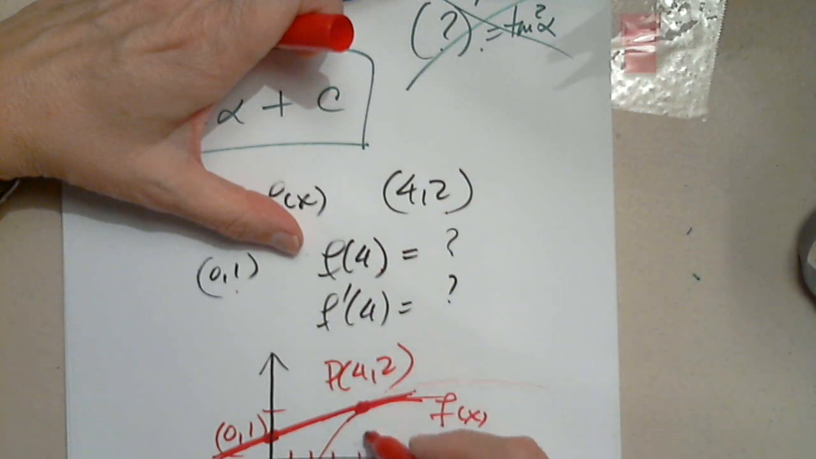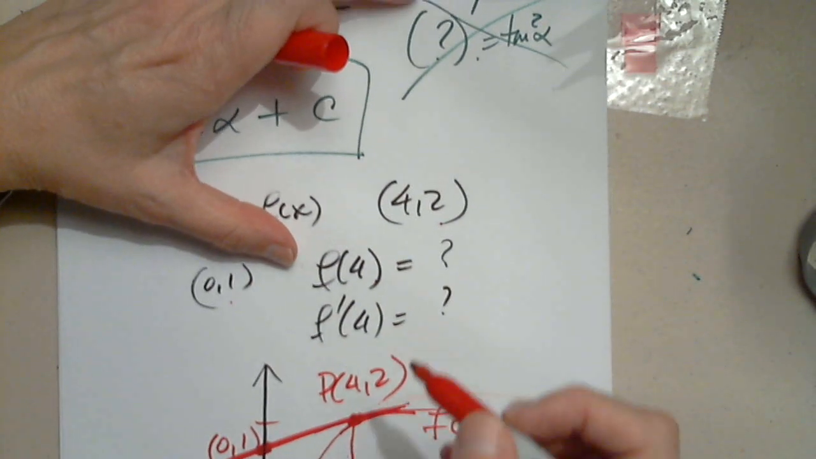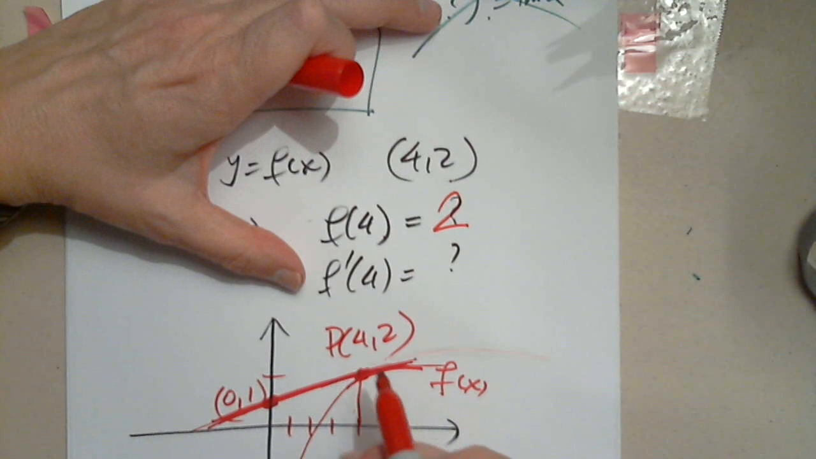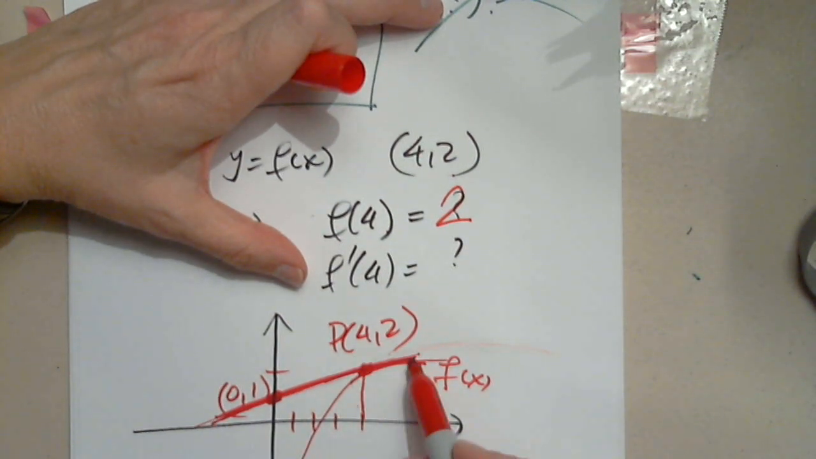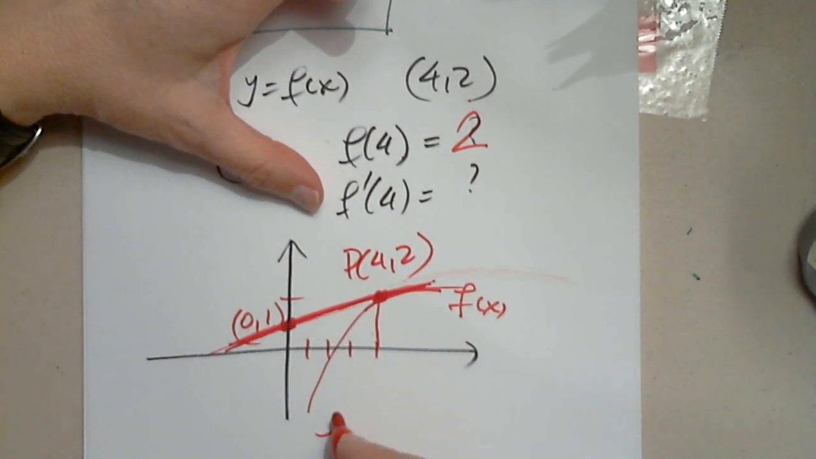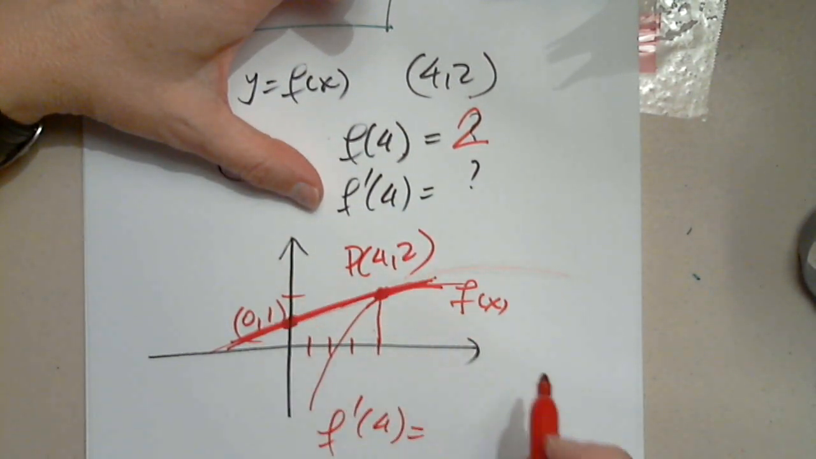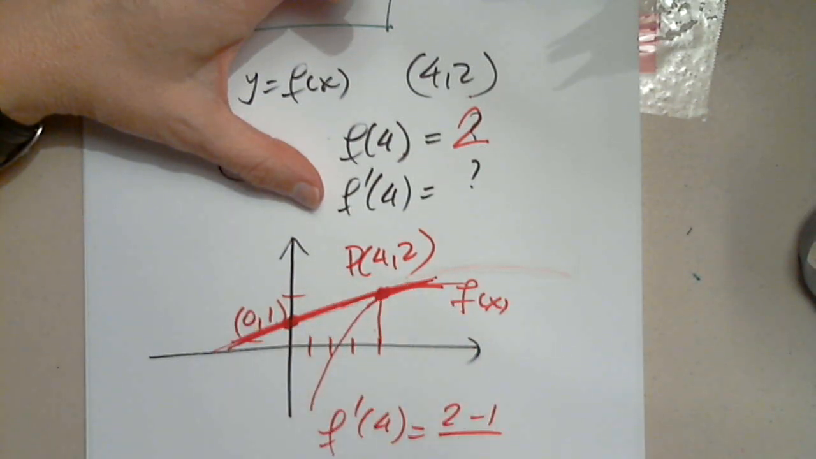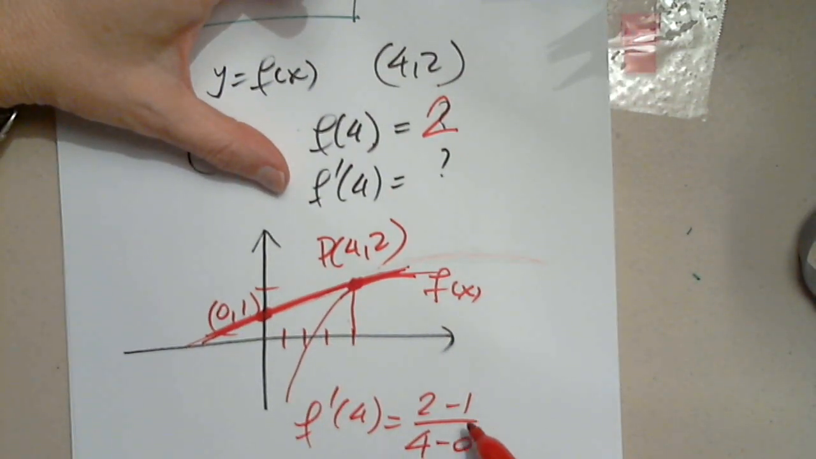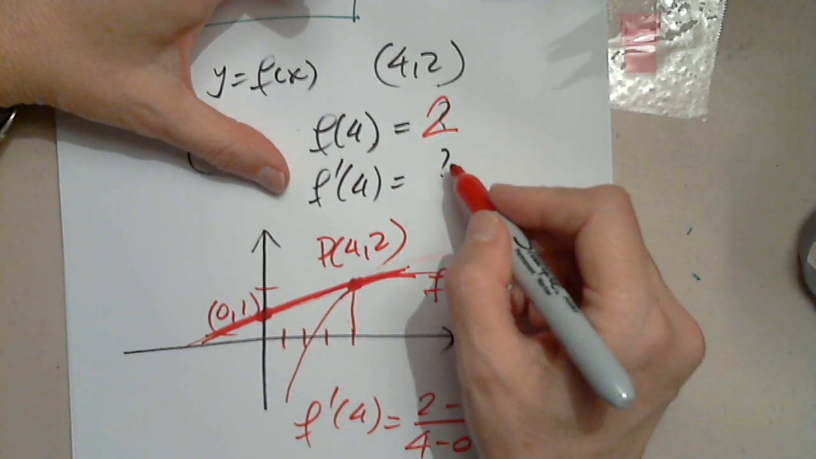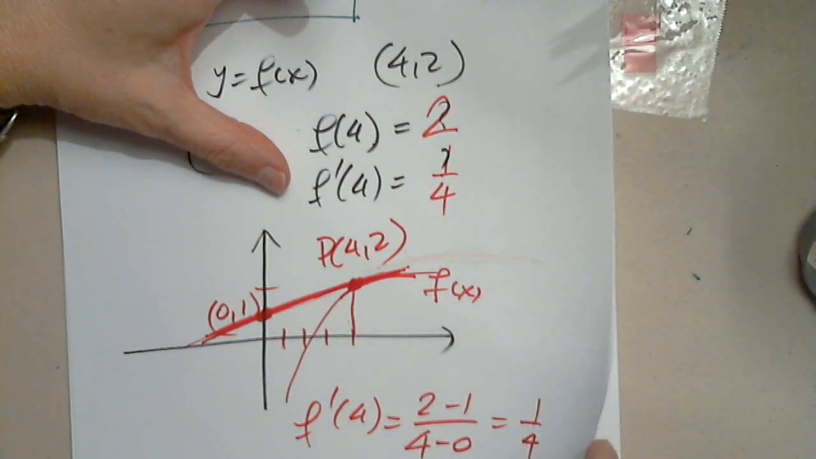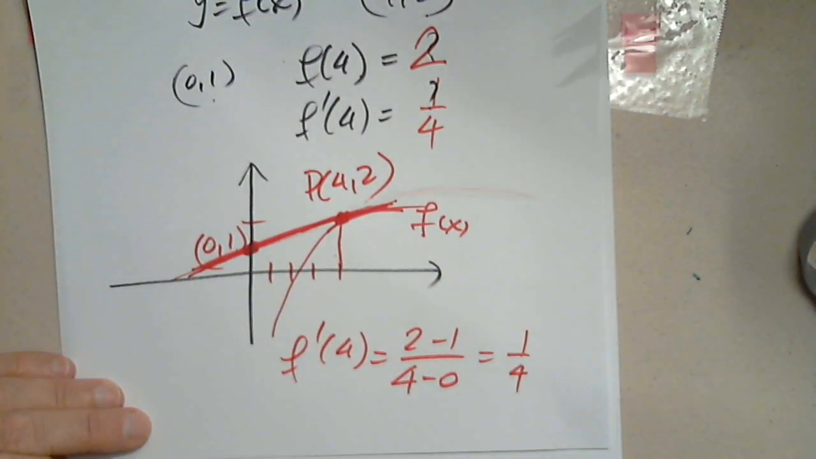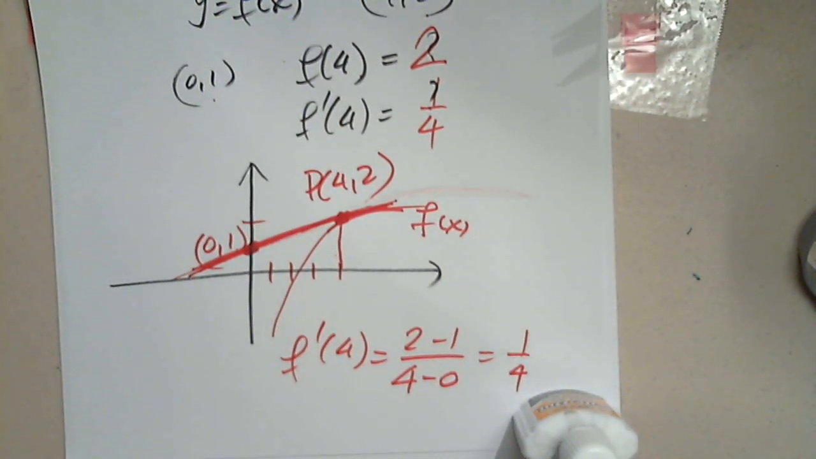We're asked to find f of 4. How much is f of 4? Two. Very good. And how much is f prime of 4? It's the slope of this line. Right. So 2 minus 1, so f prime of 4 is (2 minus 1) over (4 minus 0). So 1 over 4. Perfect.